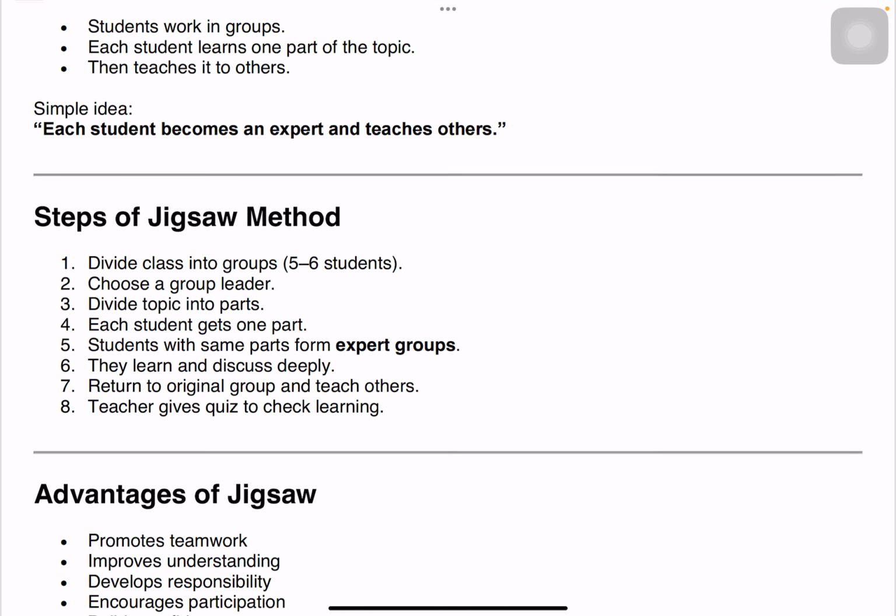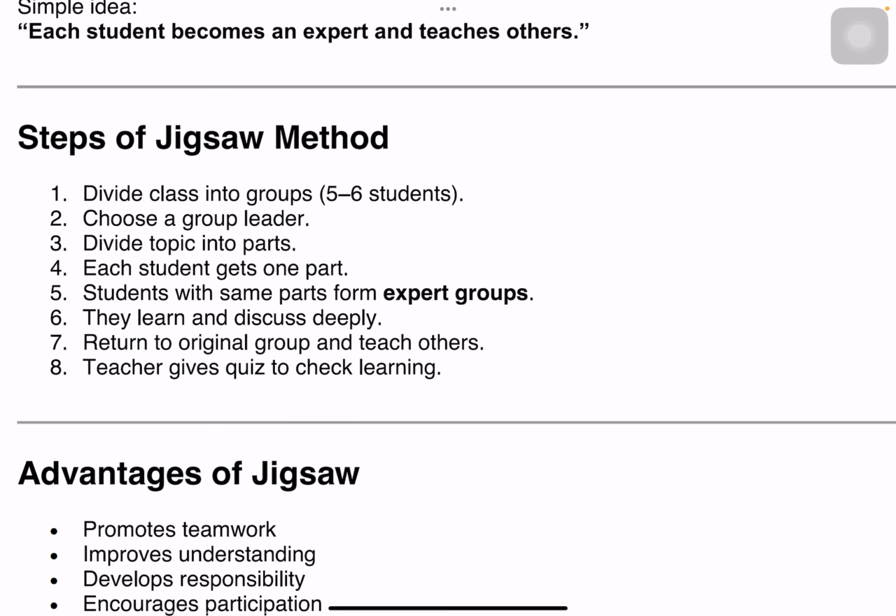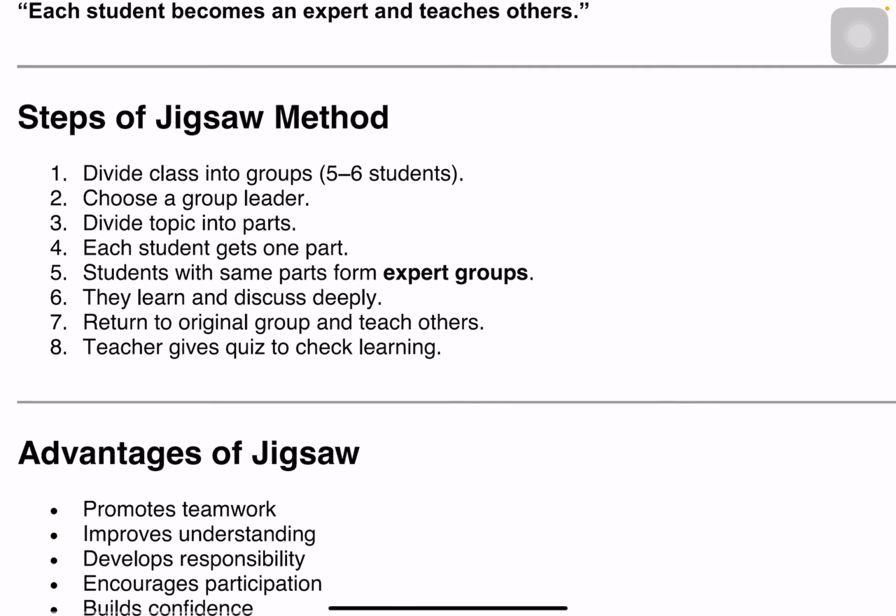Steps of jigsaw method: divide class into groups of 5 to 6 students. Choose a group leader. Divide topics into parts. Each student gets one part. Students with the same parts form expert groups. In expert groups, they learn and discuss deeply, and then they return to original groups and teach others. And then teacher gives quiz to check learning.